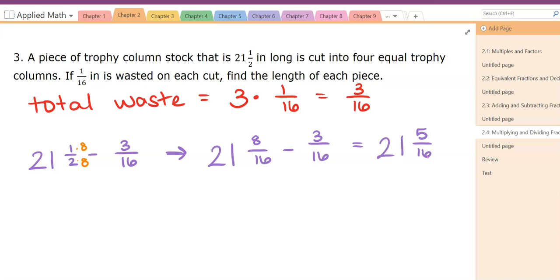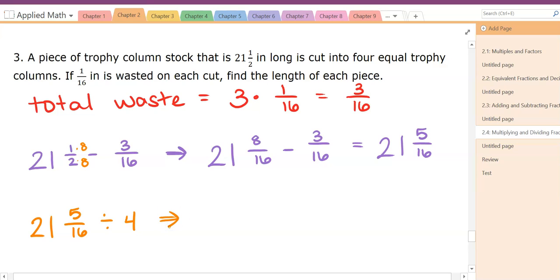So we want them all to have the same amount of material. So the last thing we need to do is take that 21 and 5/16 and divide by 4. So I would change 21 and 5/16 so that it's improper. So it would be 341/16. What's going to be the inverse or the reciprocal of 4? 1/4. So I'm going to take it times 1/4. I can't simplify anything right now. So this would be 341/64.